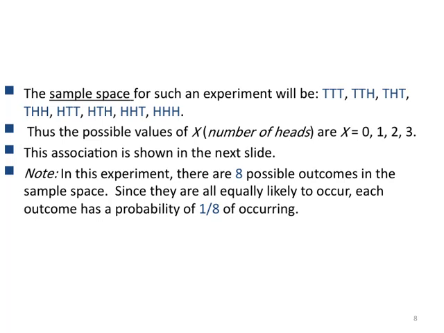Let's look at the sample space for this experiment. The possible outcomes are TTT, TTH, THT, THH, HTT, HTH, HHT, and HHH. These represent all the different ways the 3 coin flips can turn out. Now, when we consider the possible values of x, which is the number of heads, it can be 0, 1, 2, or 3. For example, if all flips are tails, x equals 0. If all are heads, x equals 3. And for the other outcomes, x will be 1 or 2 accordingly. This association between outcomes and the number of heads is shown in the next slide, so keep that in mind.